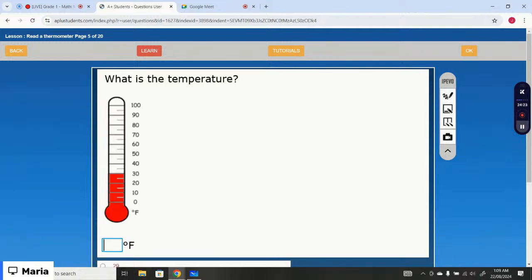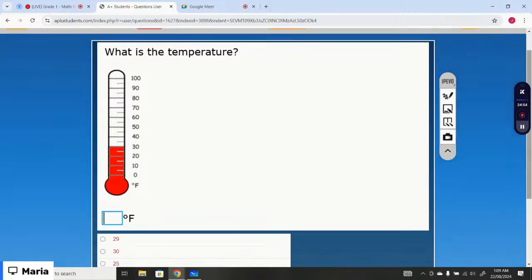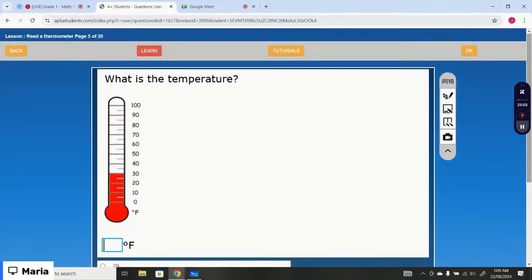What is the temperature? Which is the correct option? The correct option is that is 30 degree Fahrenheit. Option number 2 is the correct option. 30 it is. The correct option is 30 degree Fahrenheit. Option number 2 is the correct option.